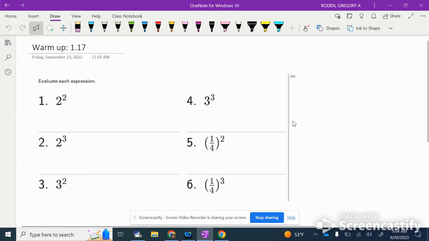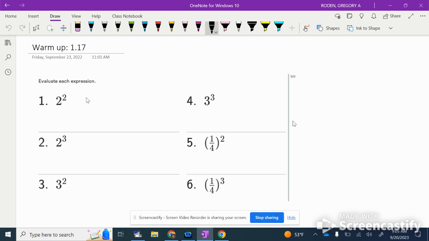Okay. So now we're going to do a warm-up. And by the way, this just goes in your spiral. This should be a pretty easy warm-up. We'll do it together. So if you're watching the video, I want you to pause it right now and try this on your own. You can use your perfect cube and perfect square chart.